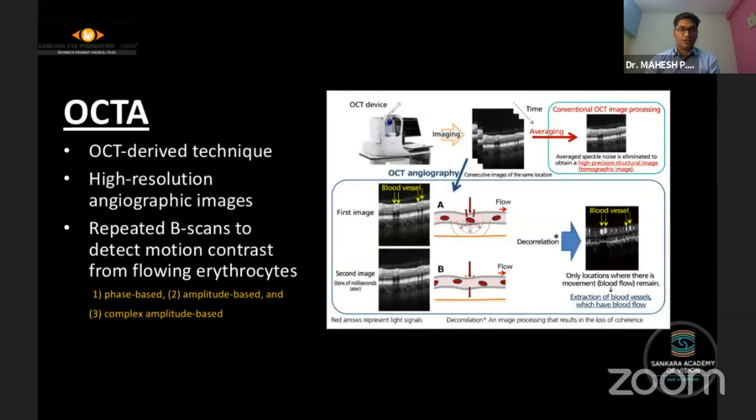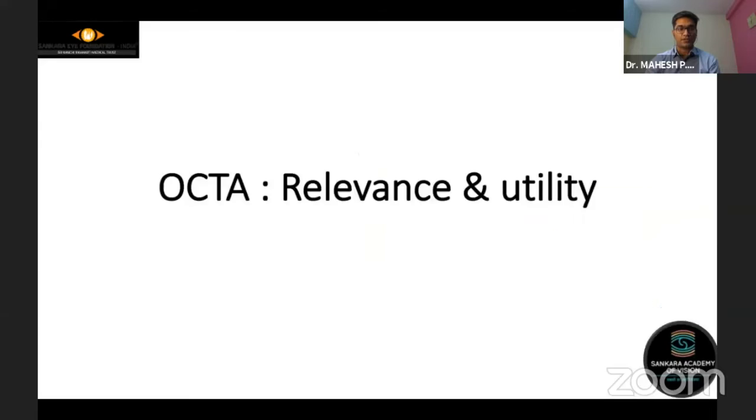So just a small brief. OCTA utilizes an OCT-derived technique, which gives us high resolution angiographic images, and how that is provided is by repeated B scans to detect motion contrast from the flowing erythrocytes, either phase based, amplitude based, or a combination, or complex amplitude based.